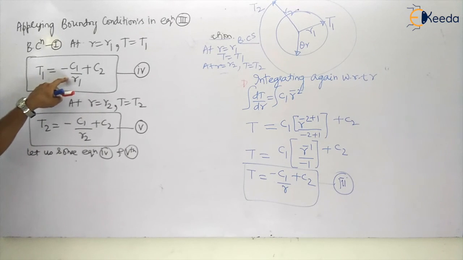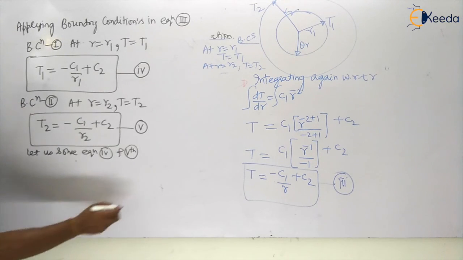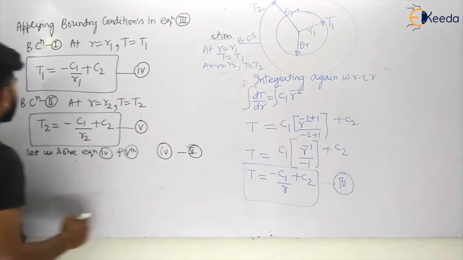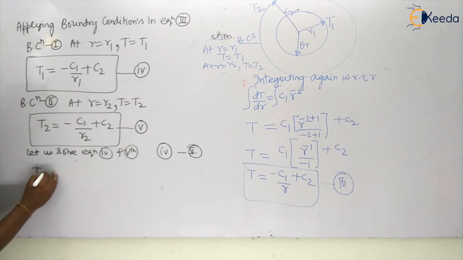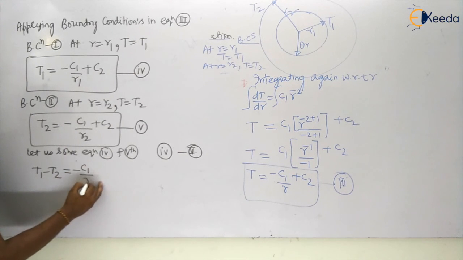I will have the value of C1, my dear students. Let us subtract T2 minus T1, or directly I can subtract T1 minus T2. Or I can do directly 4th minus 5th. This will be your T1 minus T2. Very good. Is equal to minus C1 by R1.